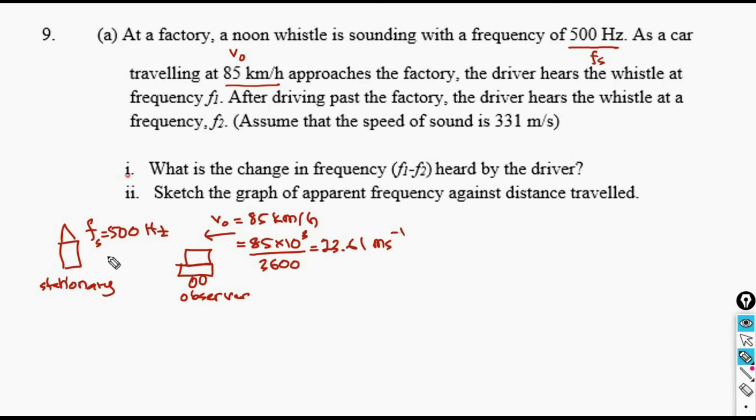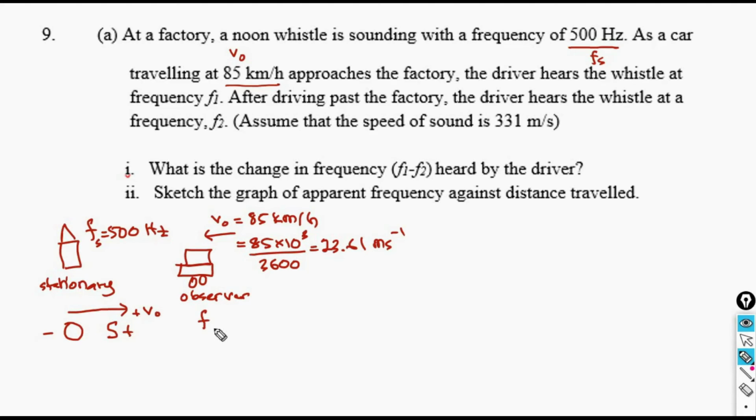In this case, the source is static and the observer moves, so you will use the observer. Remember we use these tips, negative as positive. The observer moves towards the source, so V naught should be positive. So we apply the formula.